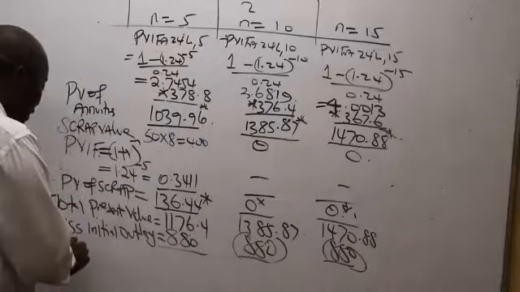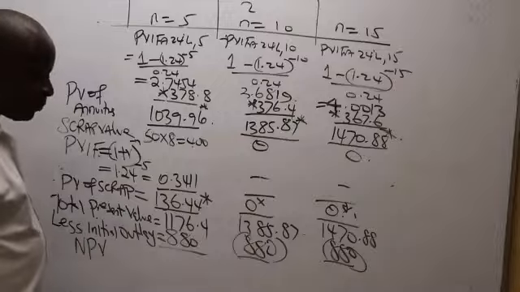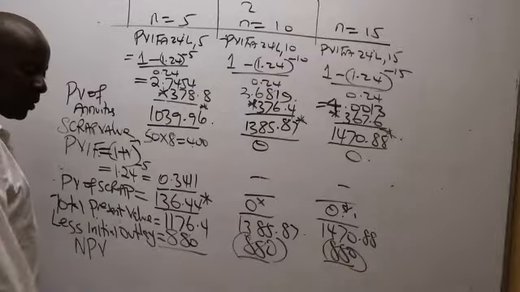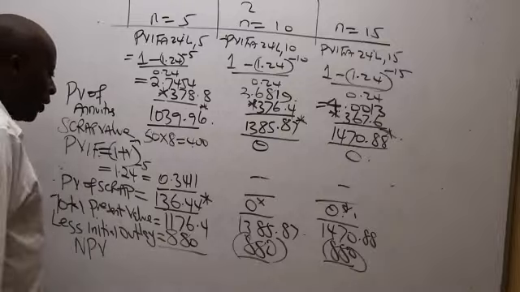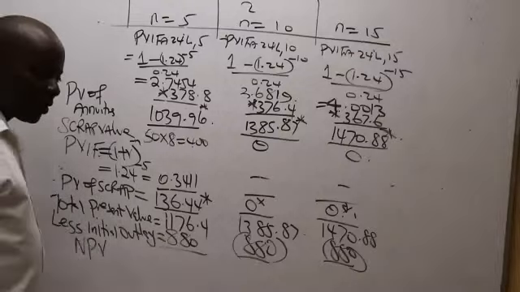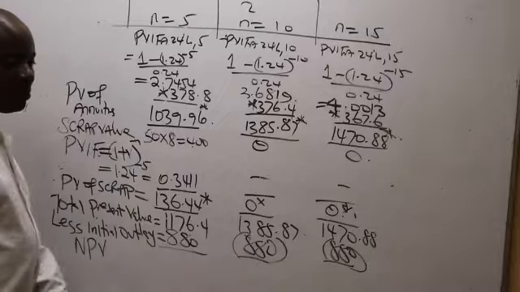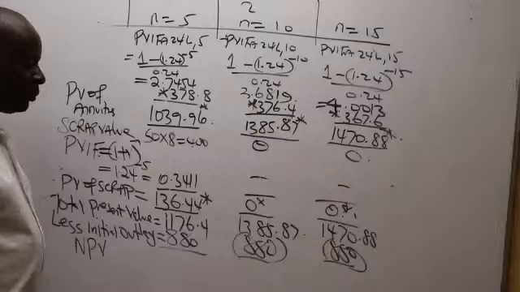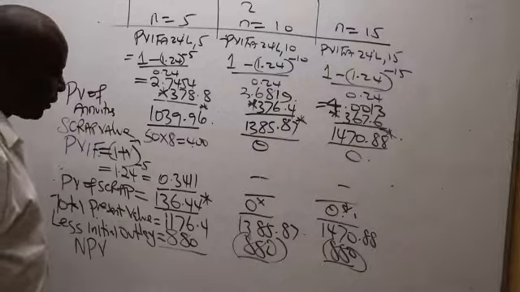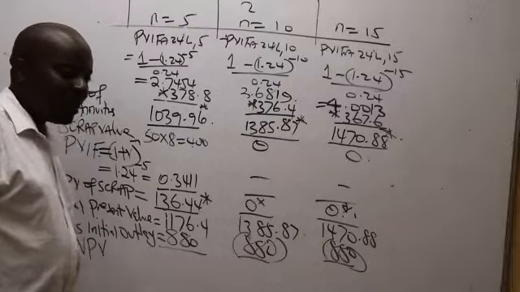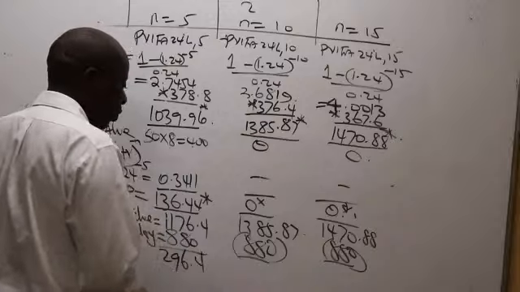Then what is our net present value? The first scenario, what will be our net present value? It will be this minus this. We have an answer. So we have 296.4. Thank you so much.